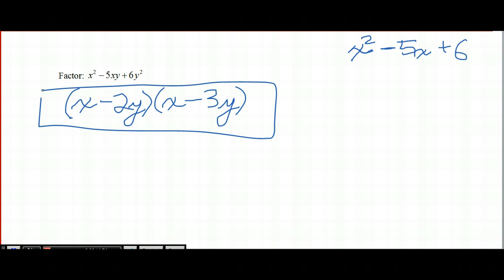Don't let this scare you off, this y at the end. It doesn't change the factoring at all. I mean, it changes the final answer in that you have a y in it, but other than that, the process of factoring trinomials is exactly the same, whether those y variables are there or not. Okay, one more I have here.